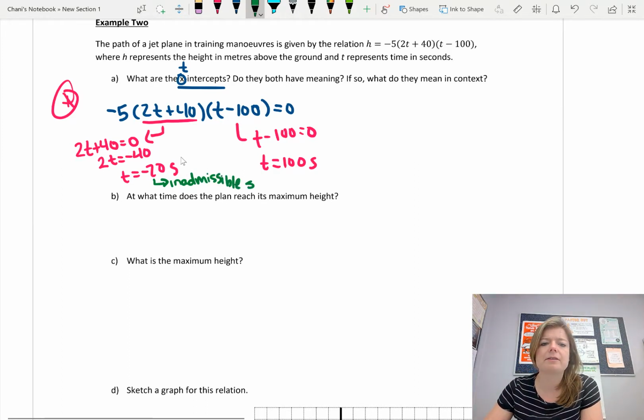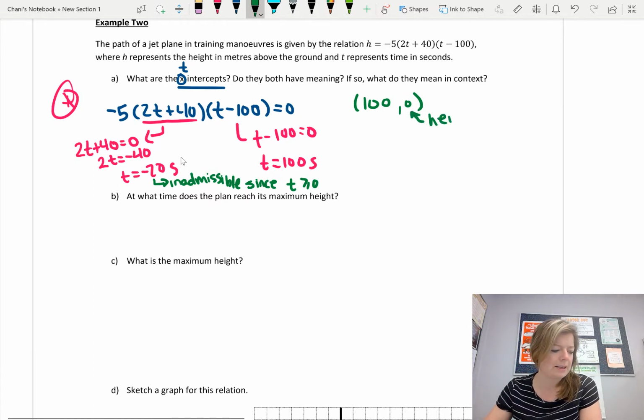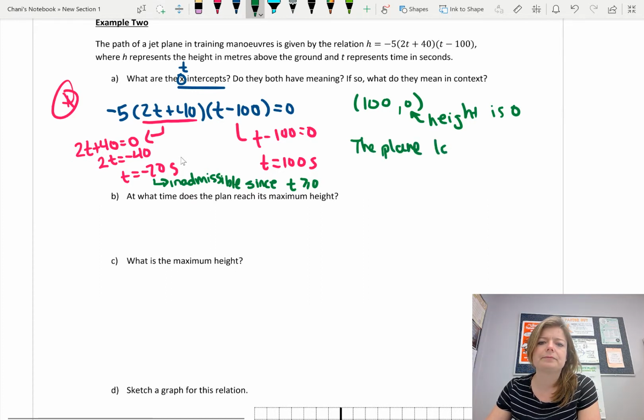since time cannot be negative. So since time has to be greater than or equal to 0. So what do they mean in context? So the t-intercept that we care about is 100, 0. So remember, this 0 means that the height is 0, so it means that the plane must have landed. So the plane lands after 100 seconds, which could be seen as 1 minute, 40 seconds.